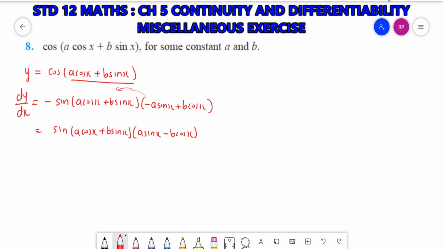Okay, so this was about question number 8. So just note it down.